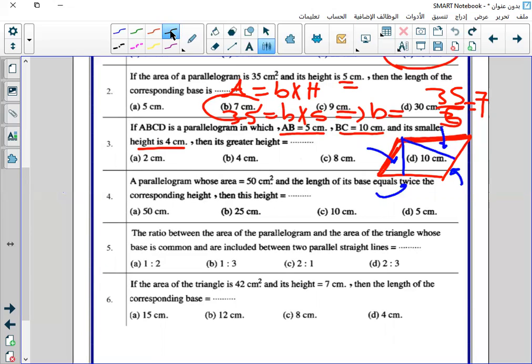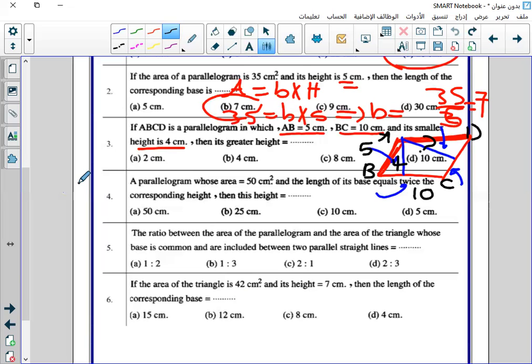AB is 5 centimeters, and BC is 10. So the smaller height is 4. Where is the smaller height? Here, 4. So what is the length of the greatest height? Who can tell me the answer? Please raise your hands. Yes, Hania?